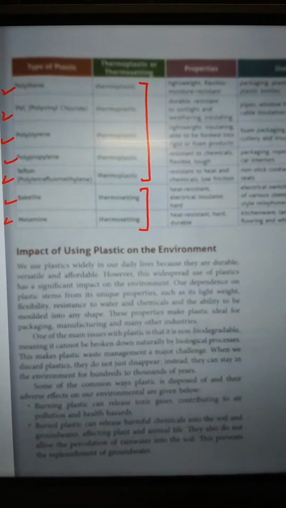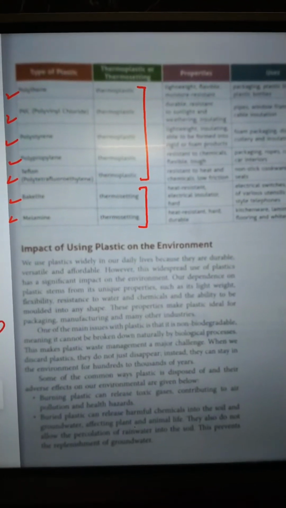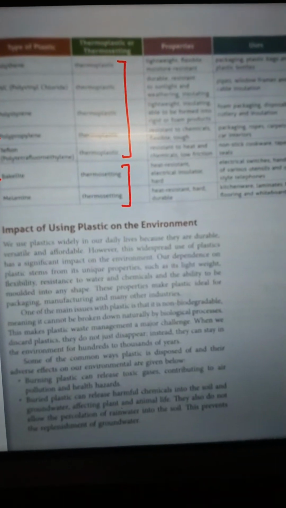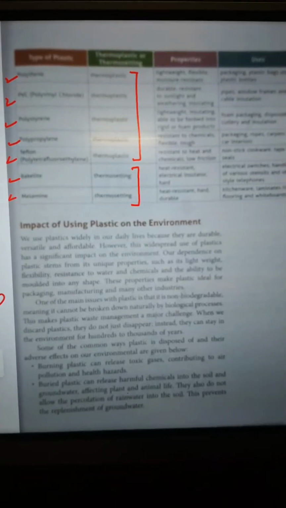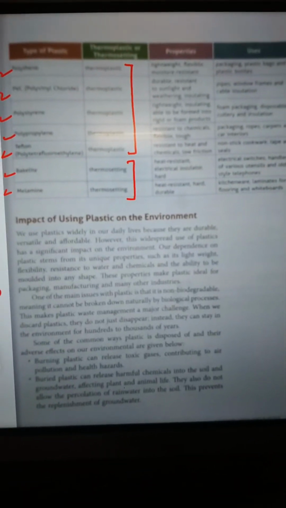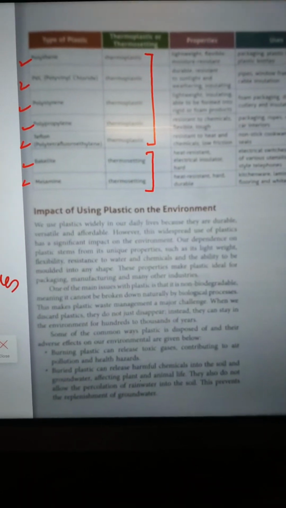Now, why do we talk about plastic mostly? You have heard that plastic should not be used, but I will say plastic should be used. But whenever you use plastic, try to use it to the maximum. Don't change the plastic.